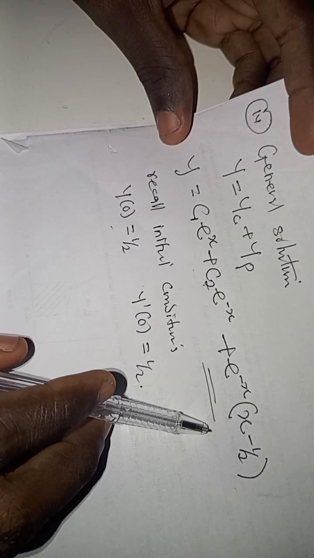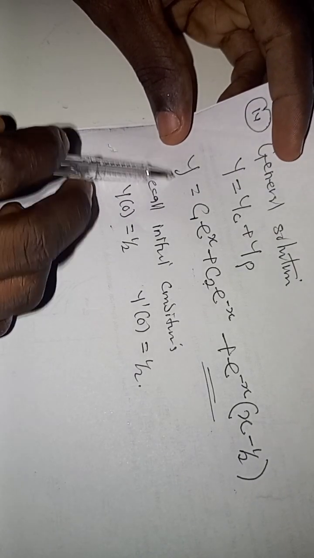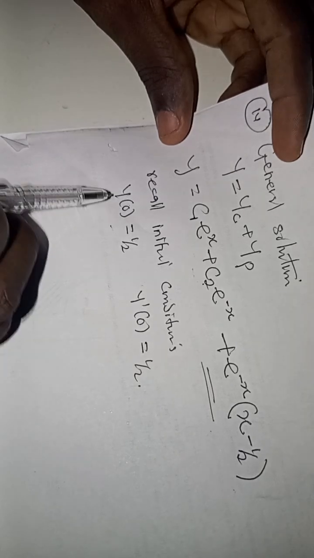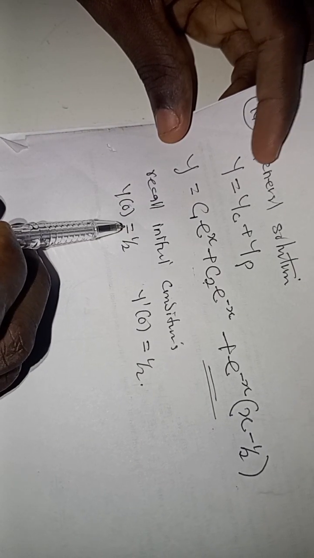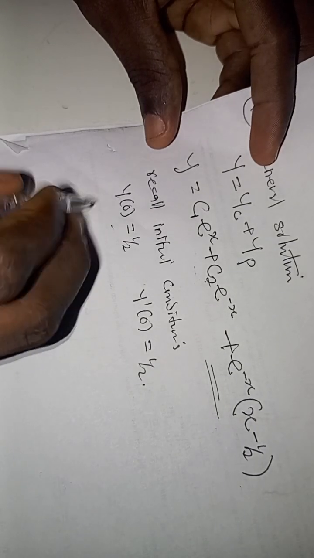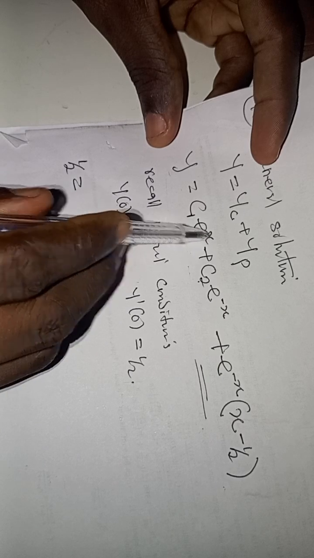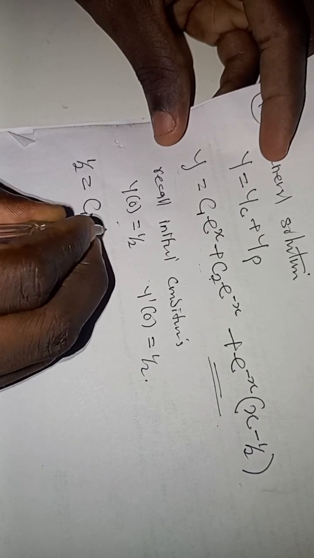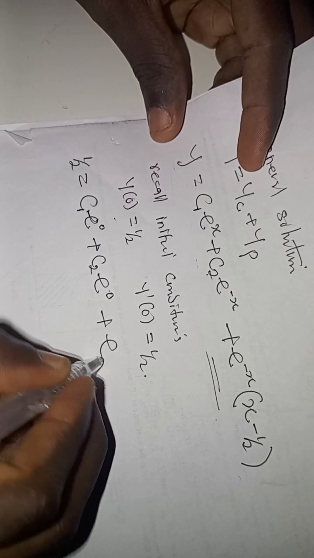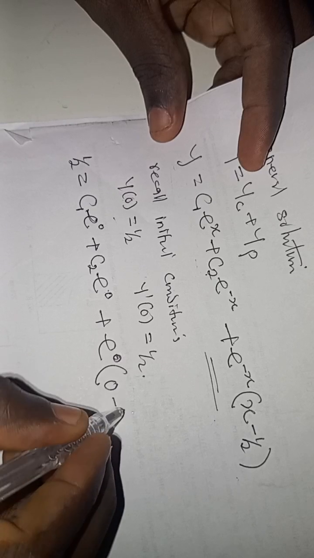We already know our y, which is this. The idea here is that we are going to substitute 1 over 2 for y, and we'll substitute 0 for x. This is our x and this is our y. So my y here is 1 over 2 from this expression. I will have 1 over 2 equal to, substituting x to 0, c1 exponential to power 0 plus c2 exponential to power 0, because 0 minus 0 is also 0. Then plus exponential to power 0 into 0 minus 1 over 2.